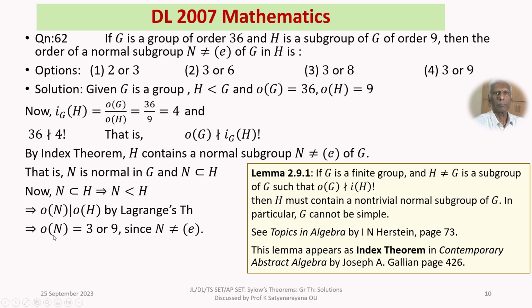But we have written that order of N is 3 or 9 because N is non-trivial. N is not equal to the identity element. This means order of N is not 1. So because of that, 1 is removed. So what does the theorem say? Then the order of a normal subgroup N, not equal to the identity element, of G in H, N contained in H, that's the catch here, is 3 or 9. The answer is option 4.